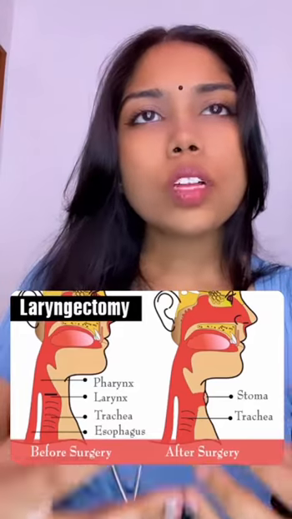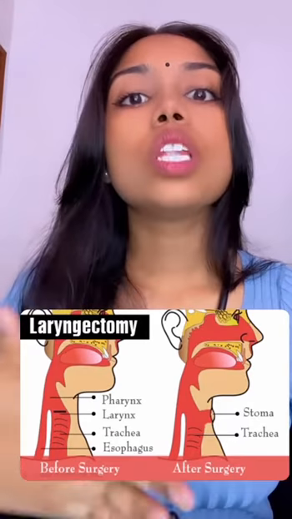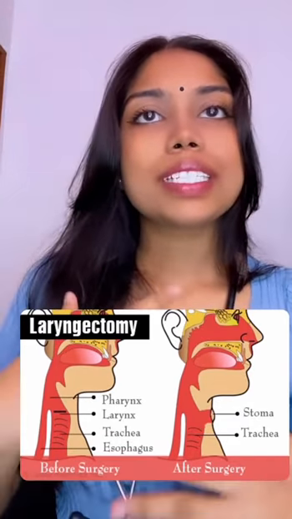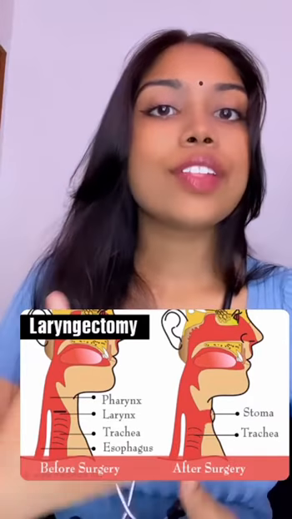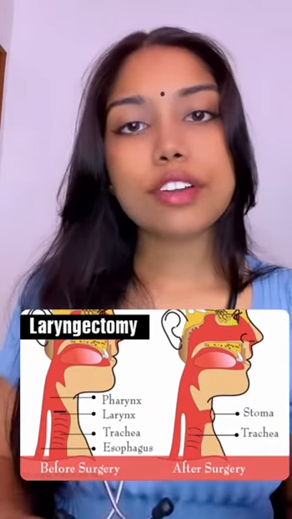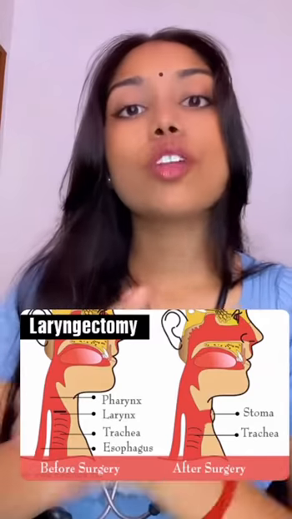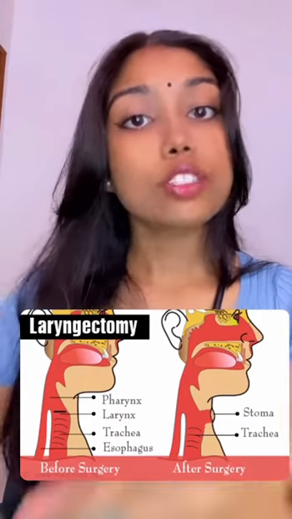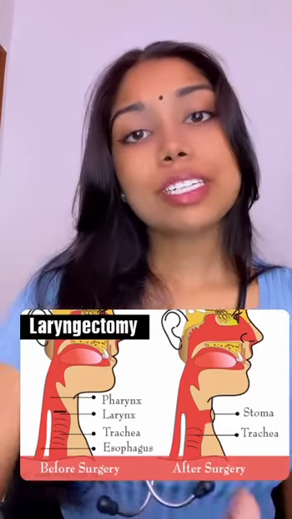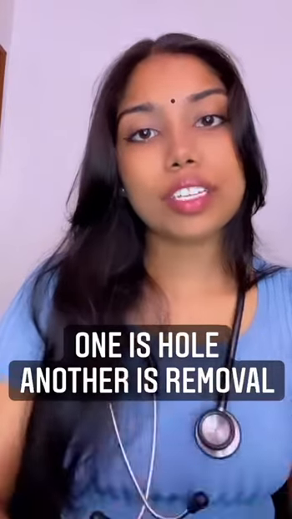So that hole is the laryngectomy patient's only way to breathe. And they must have another way to speak other than the voice box. So that is the difference between tracheostomy and also laryngectomy. Tracheostomy means hole. Laryngectomy is the removal of the larynx.